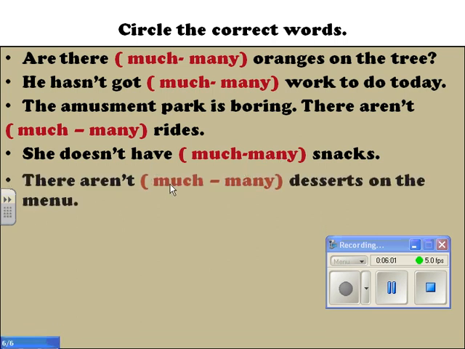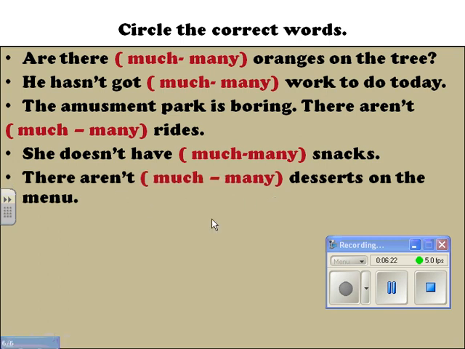There aren't much or many desserts on the menu. Can you count the desserts on the menu? If you have the menu, you can see in the desserts cake, cheesecake, brownie, chocolate cake, ice cream. So these are the desserts. So you can count them on the menu, right? So you will choose many because it's countable. There aren't many desserts on the menu.